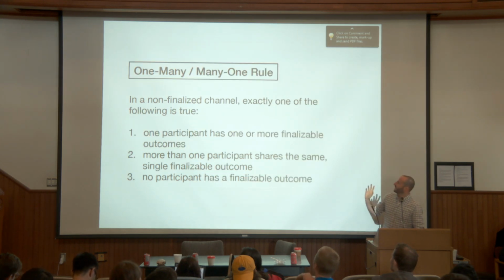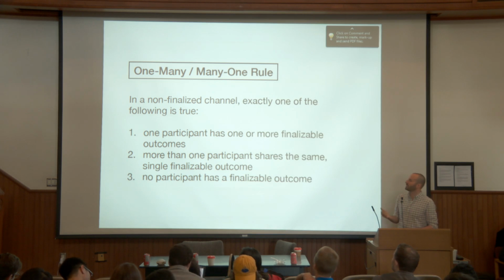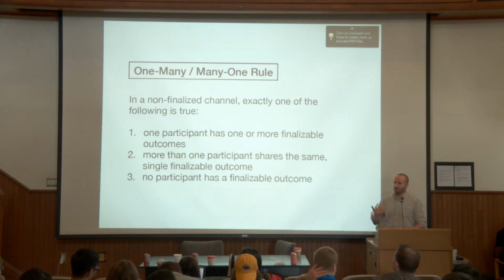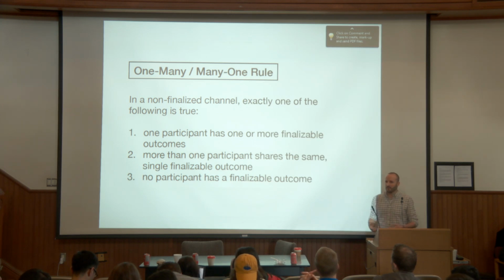So here's something that's just true about finalizable outcomes. If your channel isn't finalized already on chain, exactly one of the following things is true. One participant has one or more finalizable outcomes, that's the one. More than one participant has the same finalizable outcome, that's the many one. Or no participant has a finalizable outcome. And this follows just from the definition of finalizability, because if two people held different finalizable outcomes, then they couldn't both have unbeatable strategies because they'd be getting different things. So this is just a property of how we've defined finalizable outcomes.